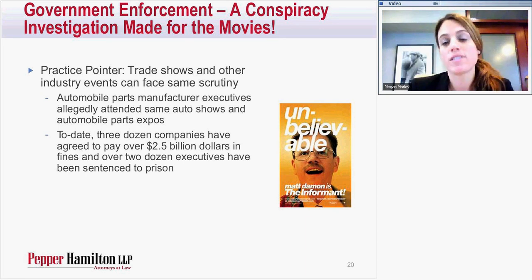So, for instance, in the auto parts manufacturer investigation that's occurring right now with the Department of Justice, in which they have, I think, received over $2.5 billion in fines from auto part manufacturers, there are allegations that these manufacturer executives at least attended the same auto shows and these auto parts expos, and therefore were in the same place at the same time.